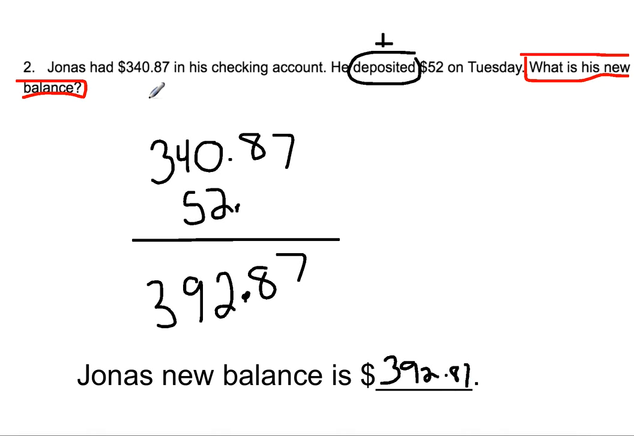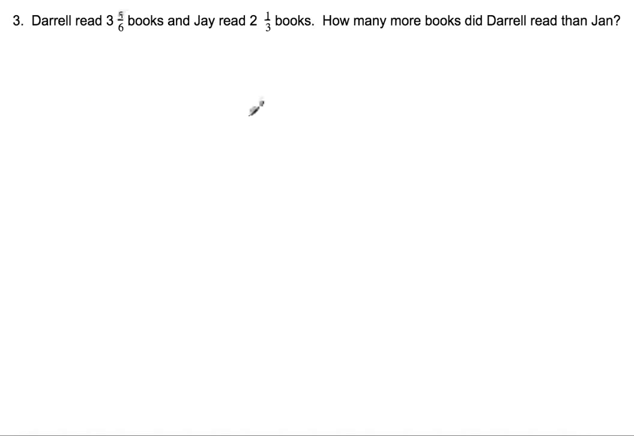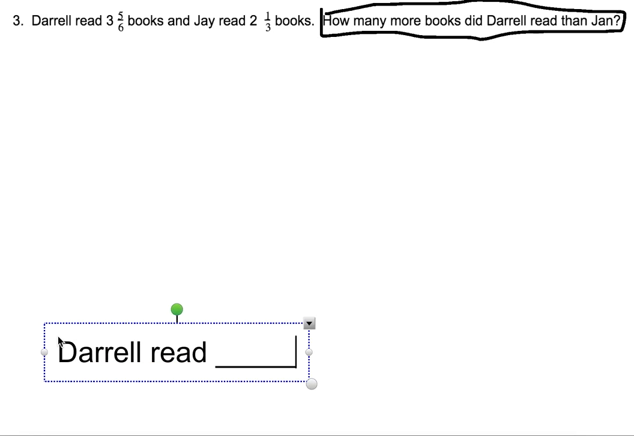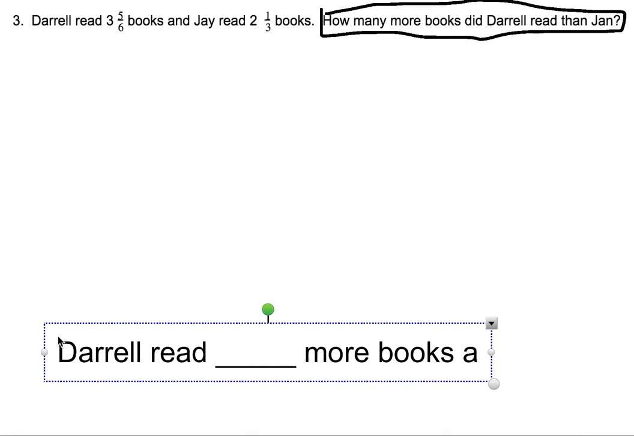Your assignment for tonight is really just to box the question, write a sentence with a blank, and find your clue words to tell me what you're going to do. And we'll work on solving them tomorrow. So you'll have something that looks like this. Here is my question that's been boxed. It says, how many more books did Daryl read than Jan? So I need a sentence like, Daryl read blank more books than Jan.